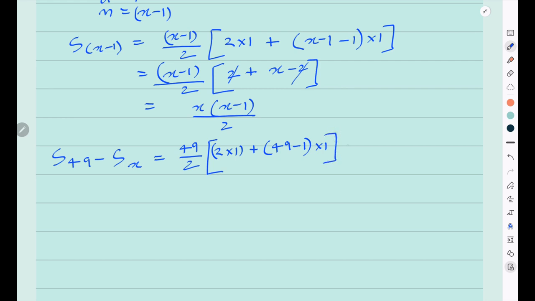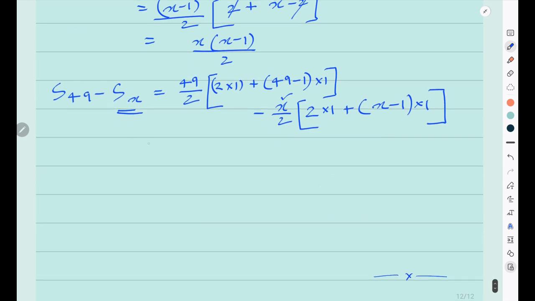The formula is becoming a little difficult, but let me quickly write that. And what is the sum up to x? The number of terms is x, and the first term again is 1, because we start from 1. So 2 times 1 plus n minus 1, here n is x, isn't it? And times 1, the common difference is 1 everywhere.